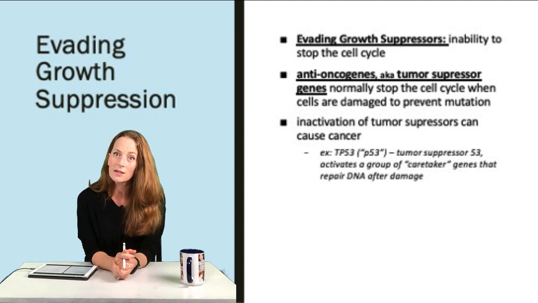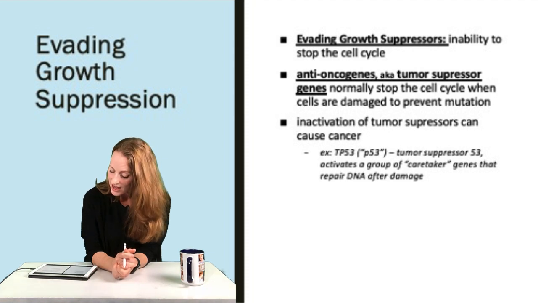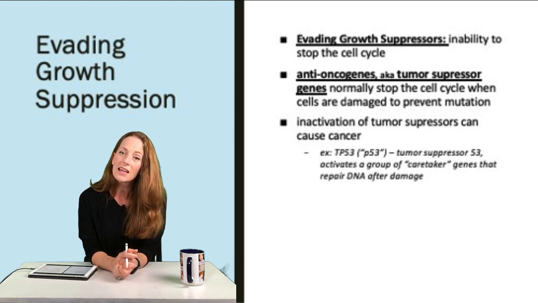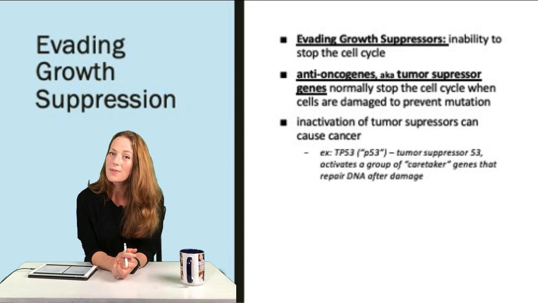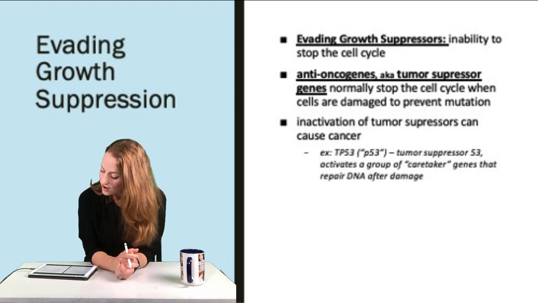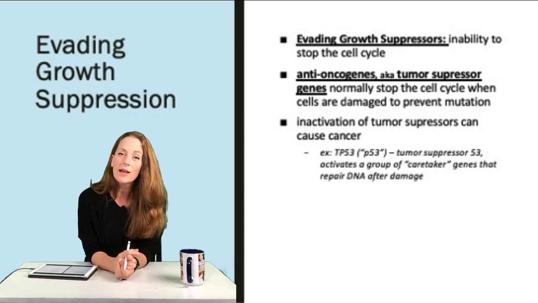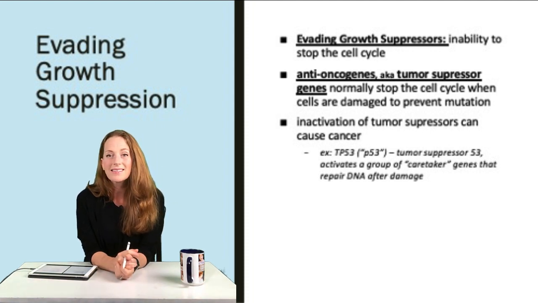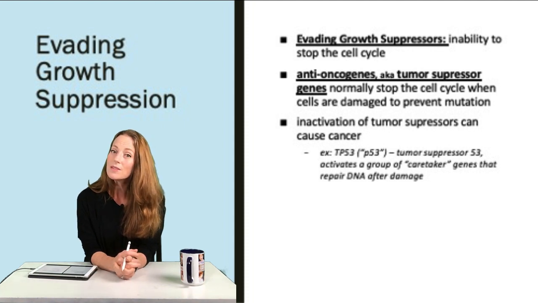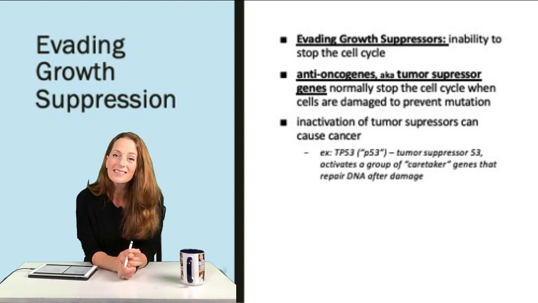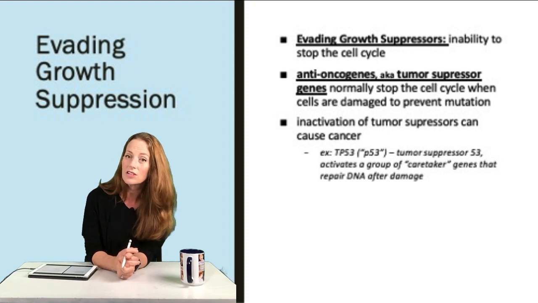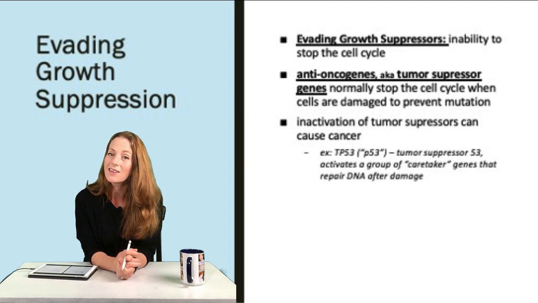Another hallmark of cancer is exactly the opposite. Instead of turning on cell proliferation or turning on oncogenes, they stop suppression of the cell cycle. So they evade growth suppression. In other words, they have an inability to stop the cell cycle. Anti-oncogenes are also known as tumor suppressor genes. These genes normally stop the cell cycle. If they're mutated, the stop signals are lost. And just as in the oncogenes, proliferation goes on unchecked.